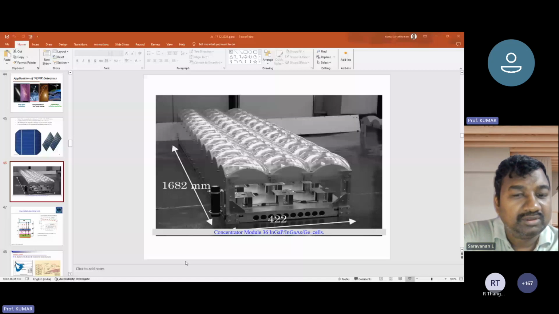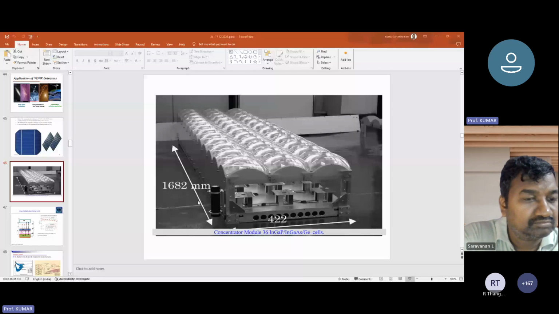This is called a concentrated solar cell, with indium gallium phosphide layers on top of indium gallium arsenide as the alternating layer on germanium material. This small area is the typical cell, and this is the Fresnel lens, which is used in your earlier power projectors. It can focus about 1,000 suns on this cell, and this can produce very high efficiencies in a very small area.